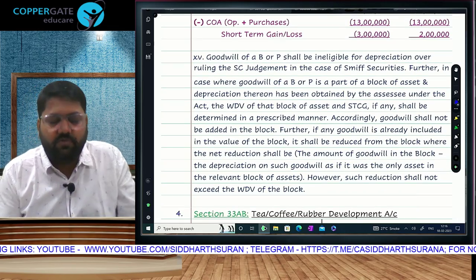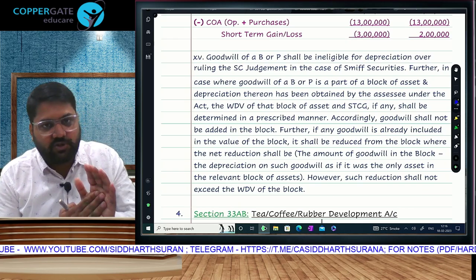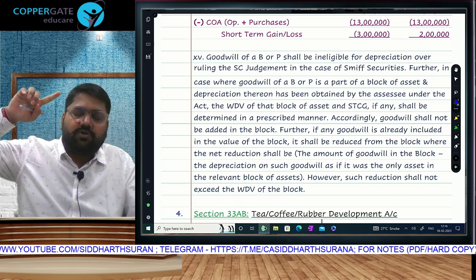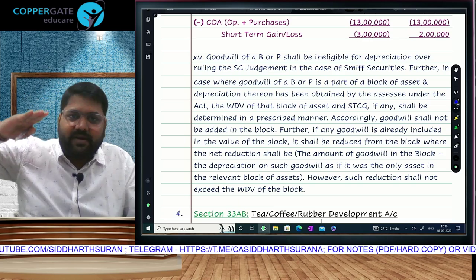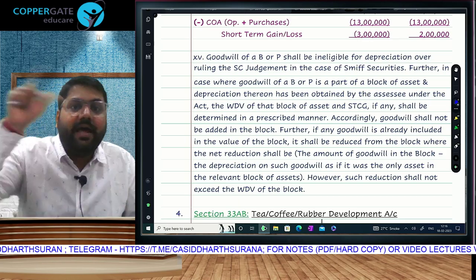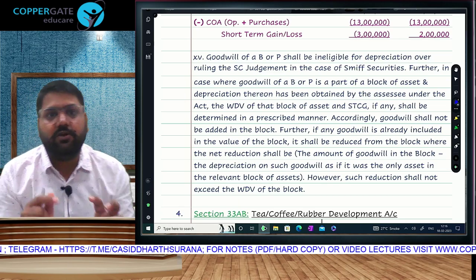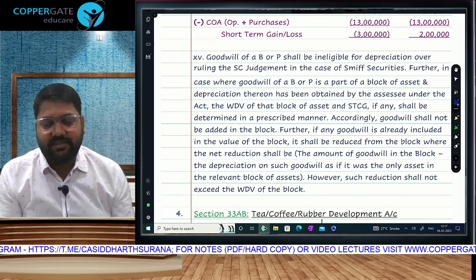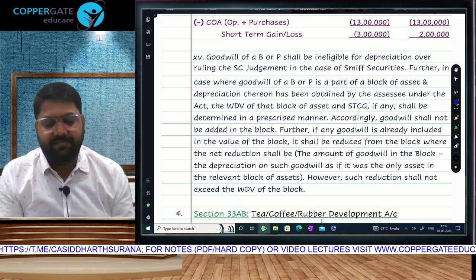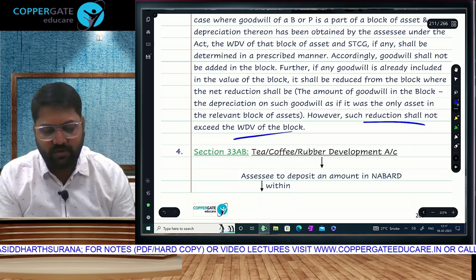Supreme Court ka judgment was overruled. If there is any goodwill in your block, there will be no depreciation. In fact, if it is already included, so take the original cost of goodwill some years ago, keep on subtracting depreciation, assuming it was the only asset, find out the present value of that goodwill and subtract that goodwill amount from the block and find out the fresh value of the block in order to compute depreciation. And obviously the amount cannot be more than the value in the block. The reduction cannot exceed the WDV in the block.